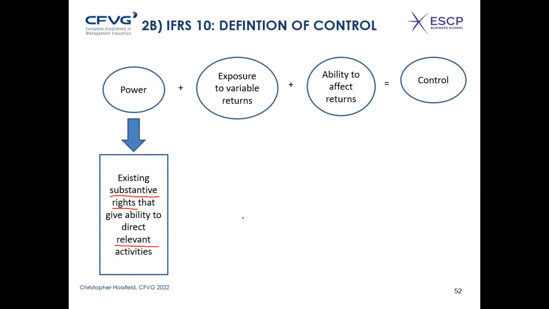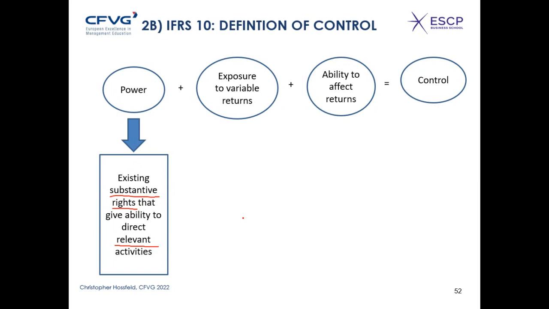And power means I can direct this value driver. I do not need to direct everything. So if, for example, I control the whole company, but not the logistics, but logistics is not relevant, well, then nobody cares. I will still have power because I control all the rest. So power is substantive rights over relevant activities. That's what's counting here.